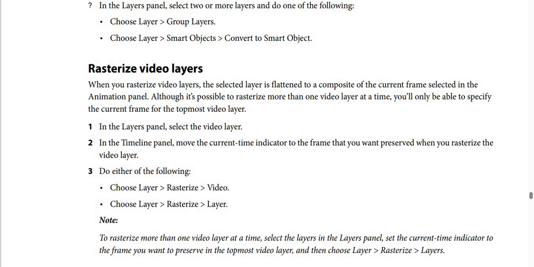We have 3 steps here now. Step number 1. In the layers panel, you should select the video layer firstly. Step number 2. In the timeline panel, you should move the current time indicator to the frame that you want preserved when you rasterize the video layer. Step number 3. You should do either of the following. You should choose layer firstly and then select rasterize, then select video. After that, you should choose layer firstly, then choose rasterize, then choose layer.